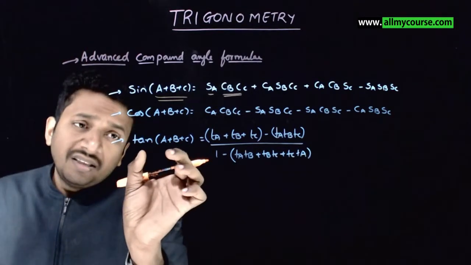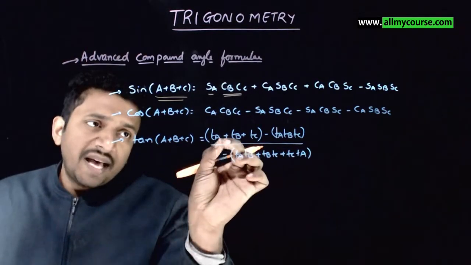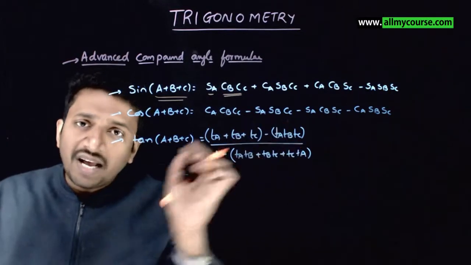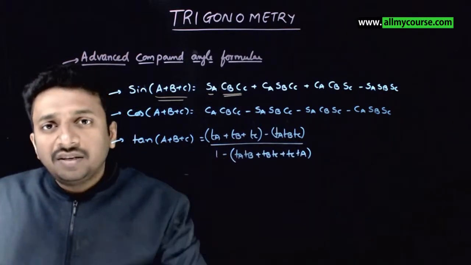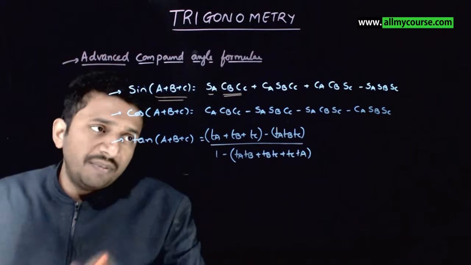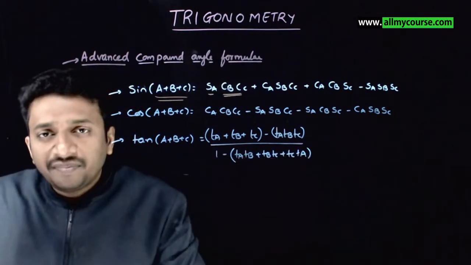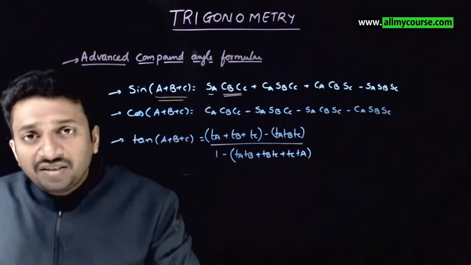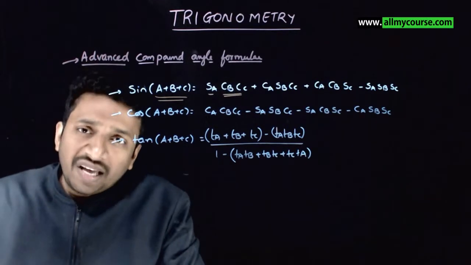And tan of A plus B plus C is tan A plus tan B plus tan C minus tan A tan B tan C, divided by 1 minus, in brackets, tan A tan B plus tan B tan C plus tan C tan A. So these formulas are very easy to derive. You are encouraged to derive this.